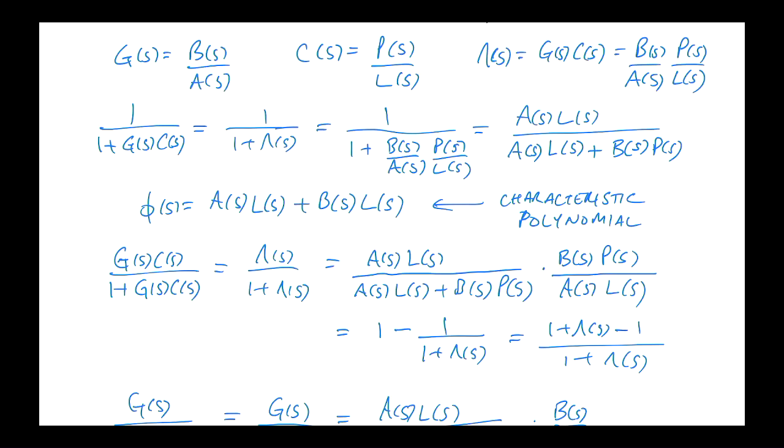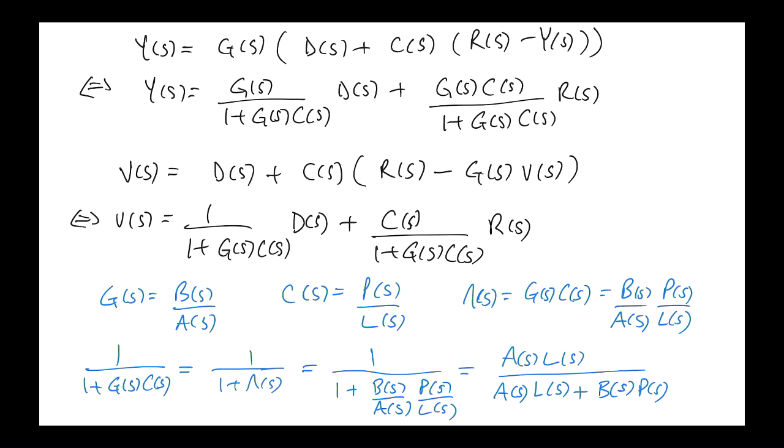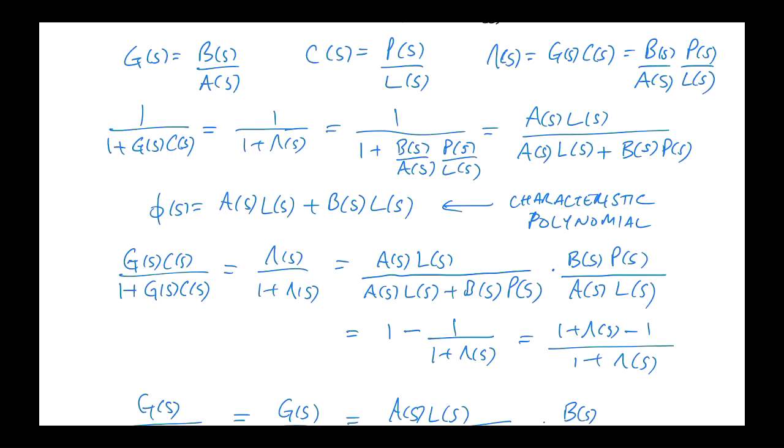So if we've got g expressed as the ratio of two polynomials and c expressed as the ratio of two polynomials p and l, we can substitute those into the expressions for the sensitivity functions. So this is one of the sensitivity functions, it's this one here. Just substituting in these expressions for G and C, we can see that you end up with this expression here.